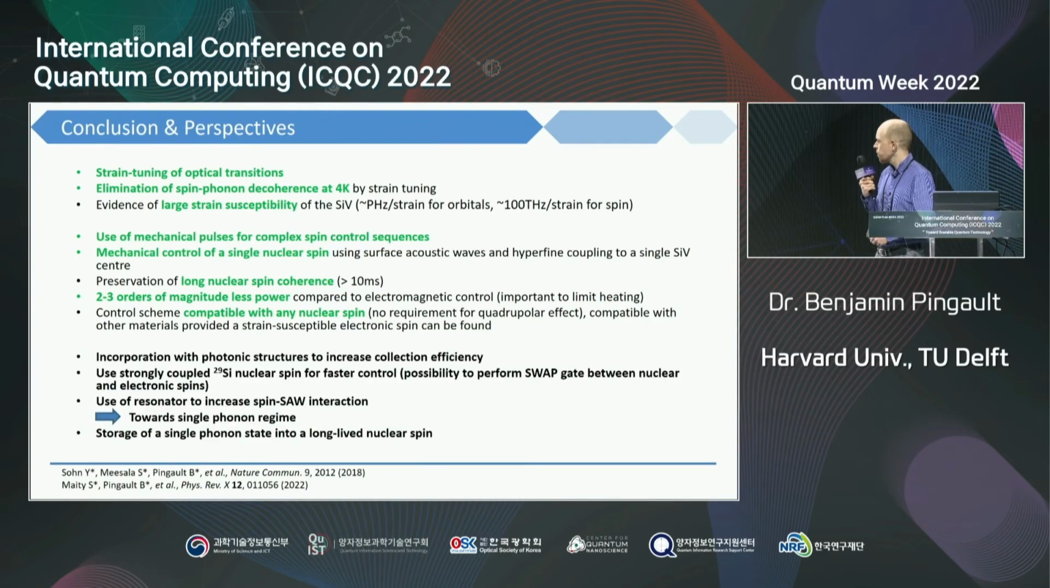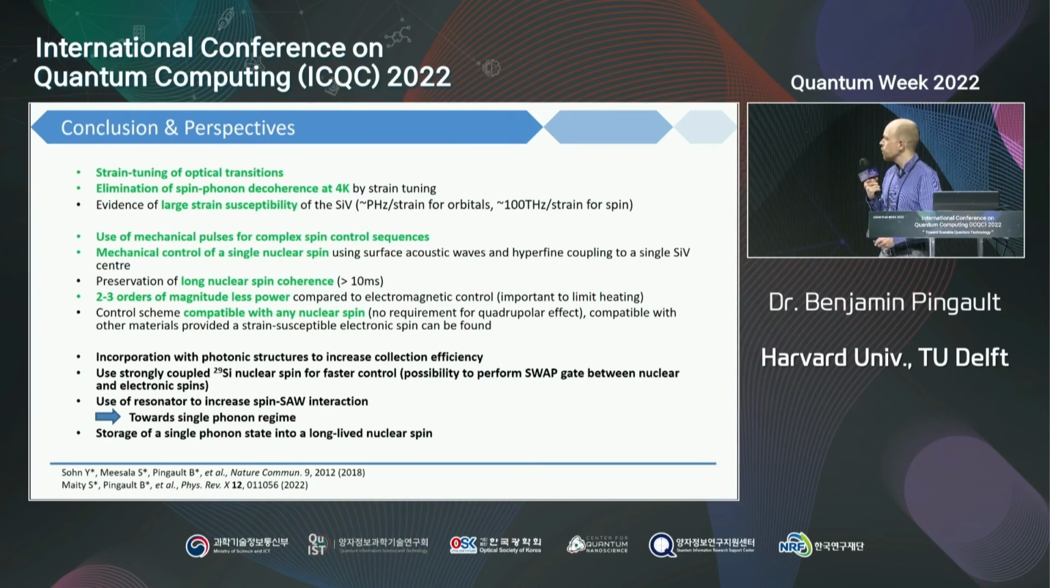So in the outlook, we would like to incorporate such a mechanical driving system with photonic structures that would allow us to extract photons more efficiently. We could also use strongly coupled nuclear spin from the host silicon-29, which has a nuclear spin 1/2. And this would allow for even faster control and even potentially the realization of a swap gate between the nuclear spin and the electronic spin.